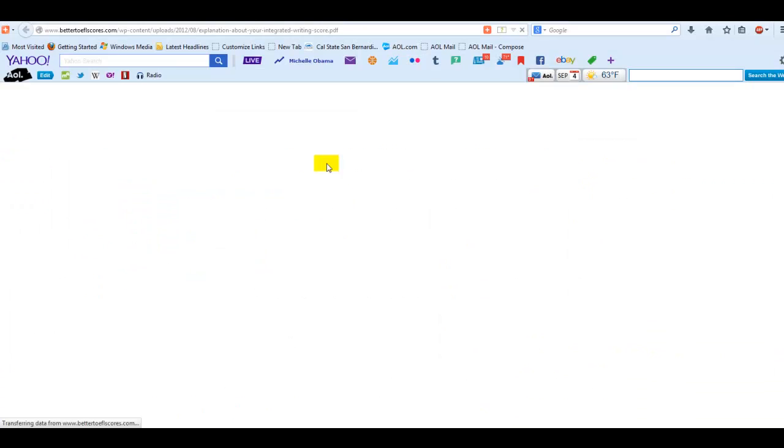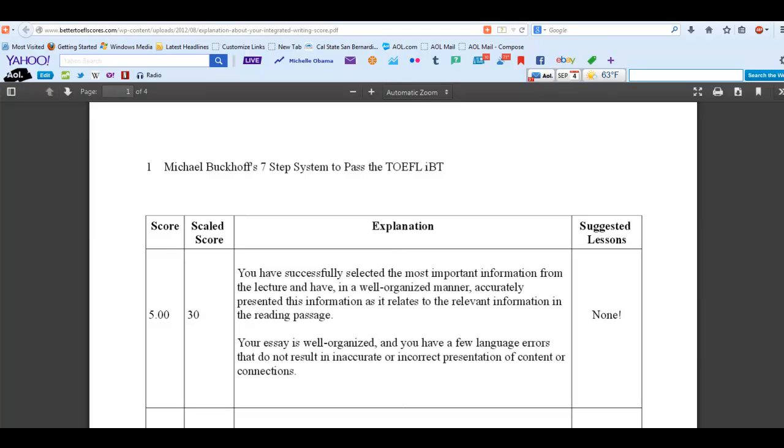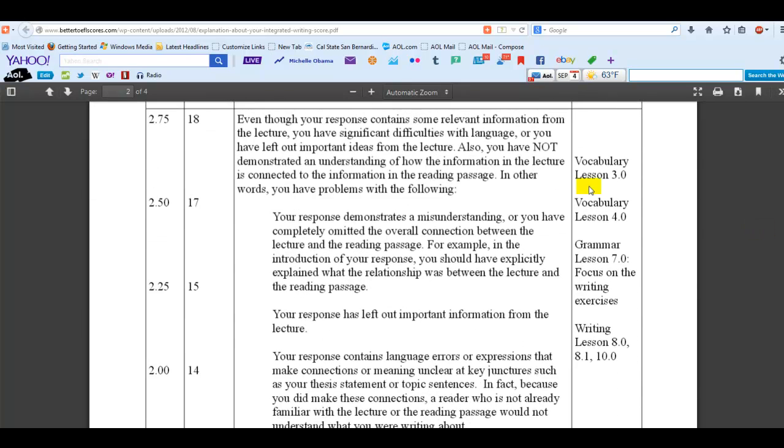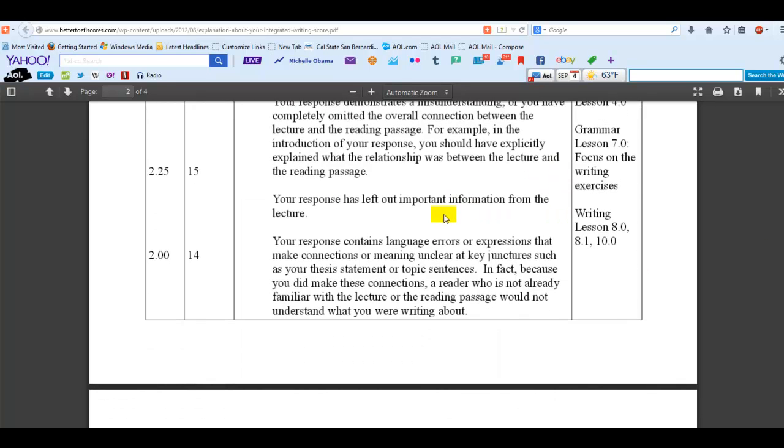Now let's take a look at the integrated writing, see what a possible problem might be. So if you're scoring 18 on that, it says you have not demonstrated an understanding of how the information in the lecture is connected to the information in the reading passage. You have completely omitted the overall connection, which means maybe in the beginning you didn't explain what the relationship was between the lecture and the reading passage. You have left out important information from the lecture. And you also have what's called language errors or expressions that make connection or meaning unclear at key junctures, such as your thesis statement or topic sentences.